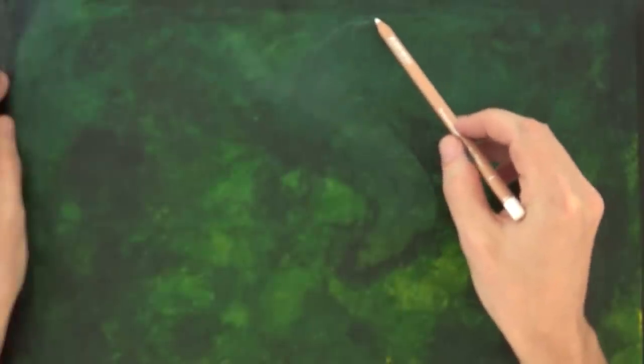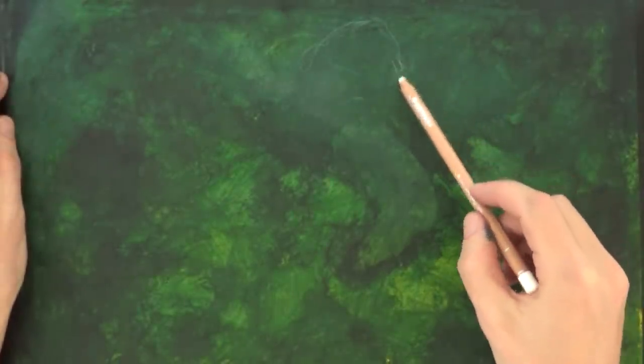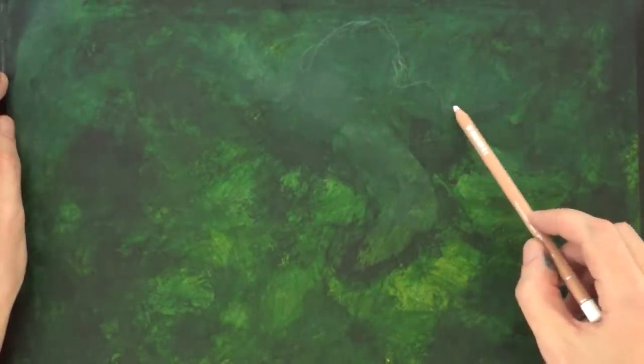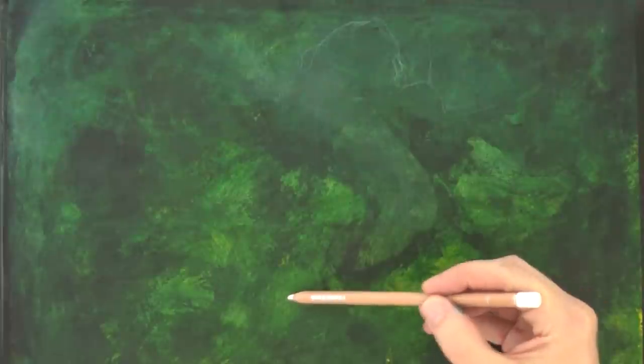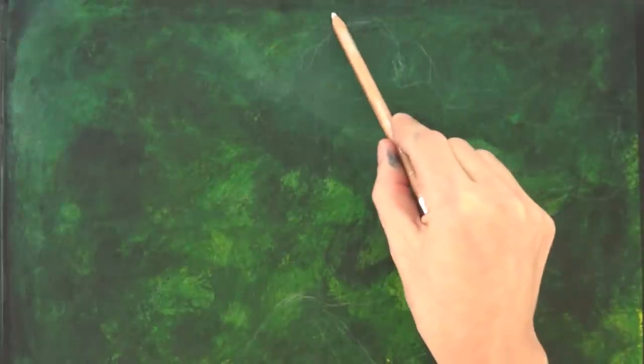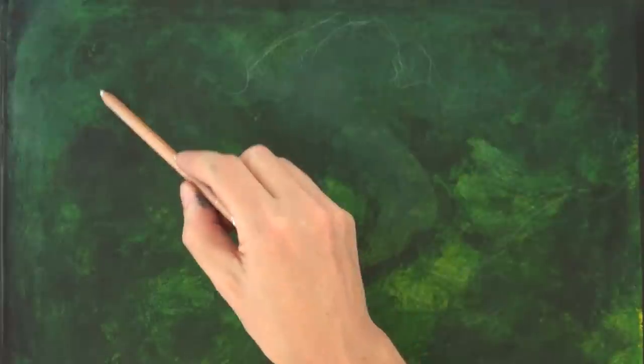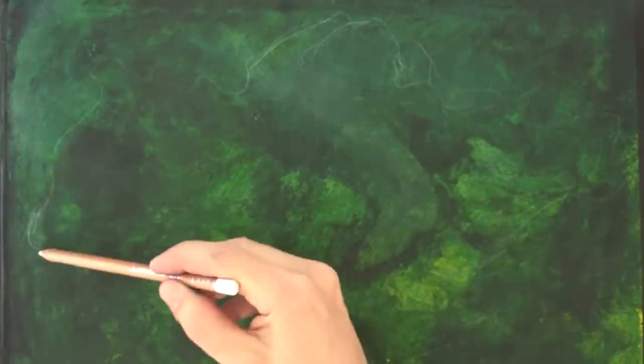I start with some light sketching of the borders, terrestrial borders. And also the coast here to the south, coast of the Black Sea and Azov Sea. So everything will fit into this piece of paper and this frame.